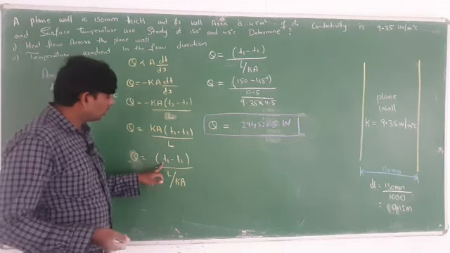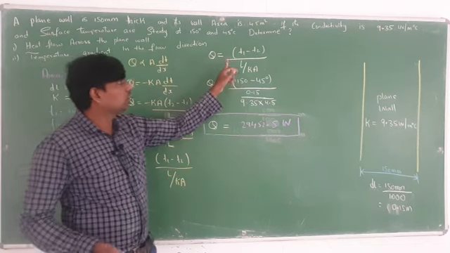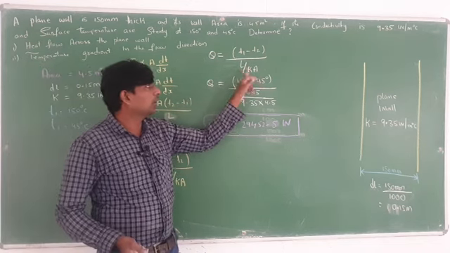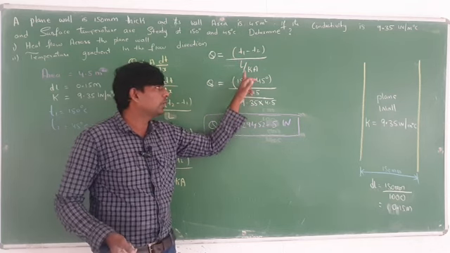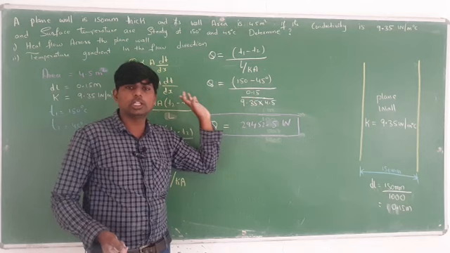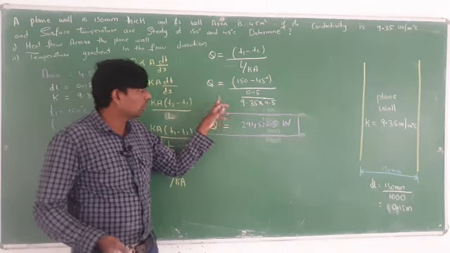Q is equal to (T1 minus T2) divided by L by K A. You know the value of T1, T2, L, K, and the area. If you substitute, you will get the value of Q, like this.